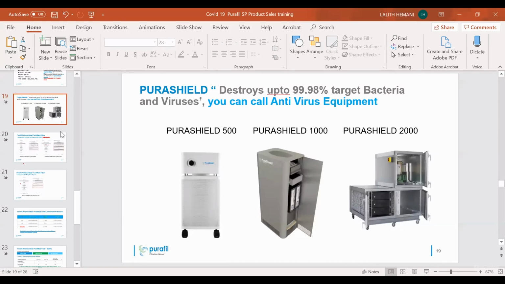And if you read the WHO guidelines and information, they say that when you and me are talking, we are releasing virus, and that virus remains in the air for 3 hours. Only for the 3 hours is sufficient to suck the air.